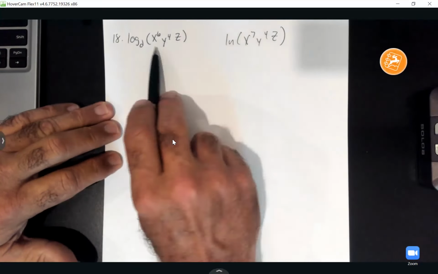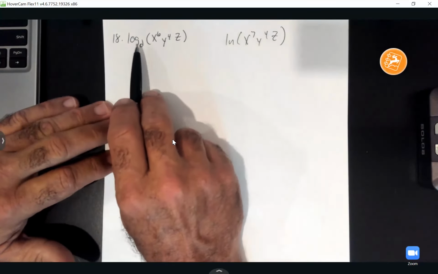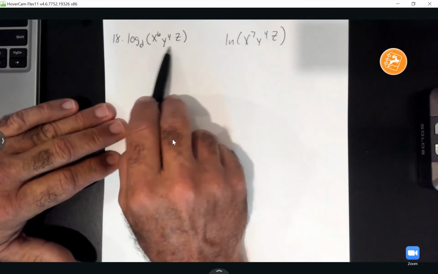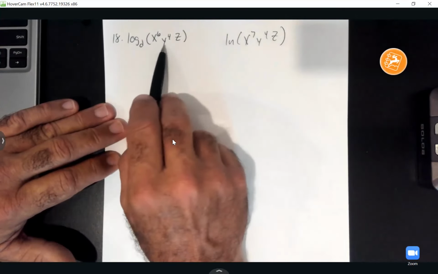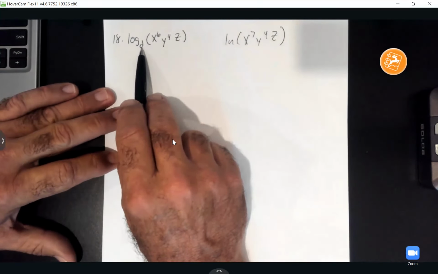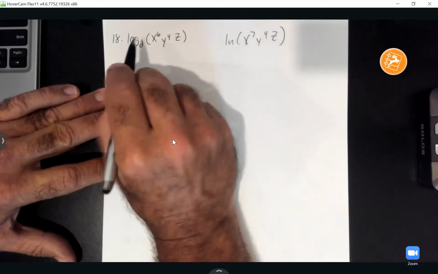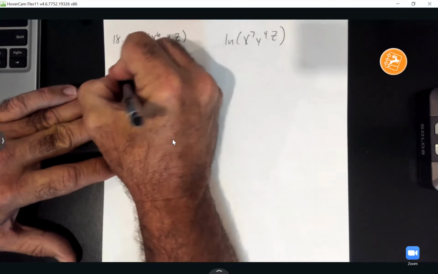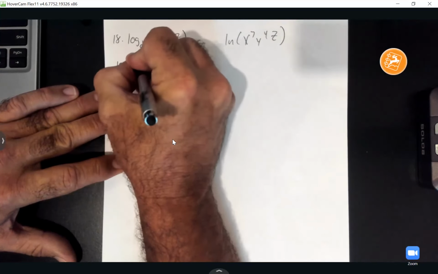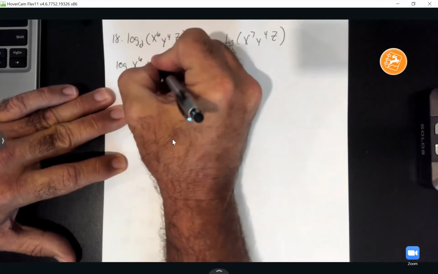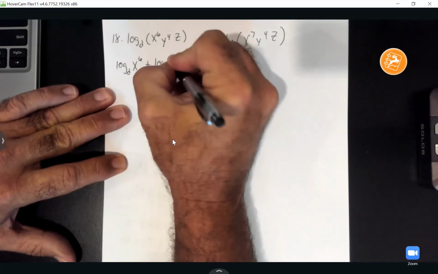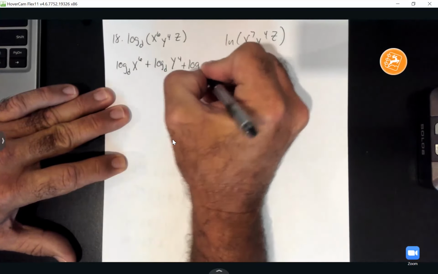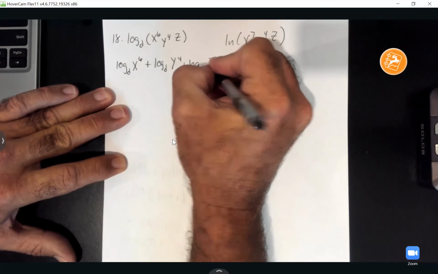So y'all, let's look at these. So mine did have a base, and it wanted me to rewrite it as sums or differences. Well, since mine are all being multiplied just like y'all's will be, this would be rewritten as sums. So we distribute the log D to all 3 factors. So you're going to get a log base D of x to the 6 plus my log base D of y to the fourth plus my log base D of z.